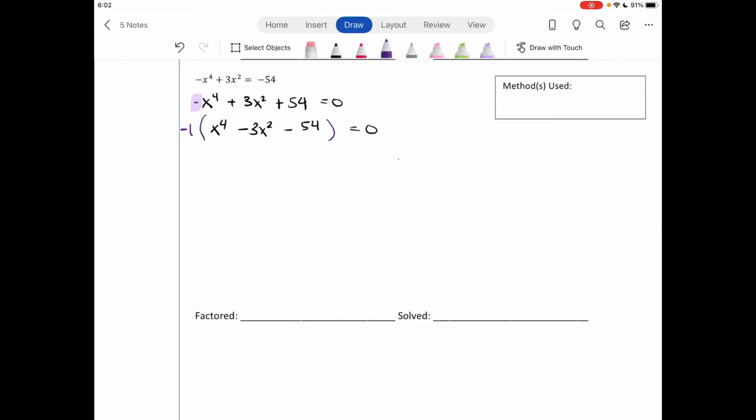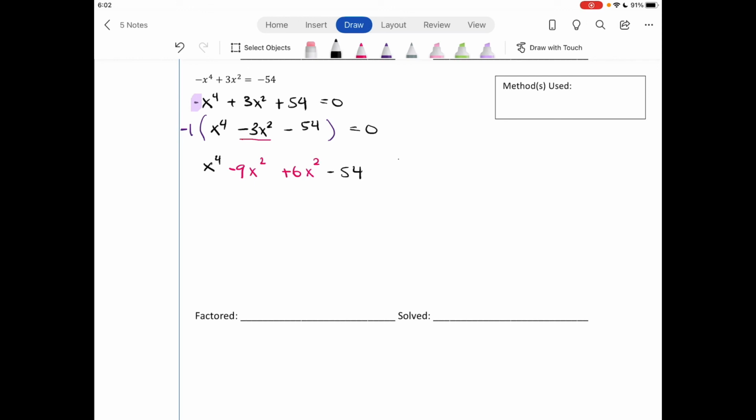Looking for values that multiply to negative 54, but add to a negative 3, we could use negative 9 and a positive 6. But we want this to be a negative 3x squared, so we have to put the x squared on both of these terms. Previously, we had an x as the middle term, so we put x's on them. But since our new middle term is x squared, they need to be x squareds. Then we have the rest of our problem.